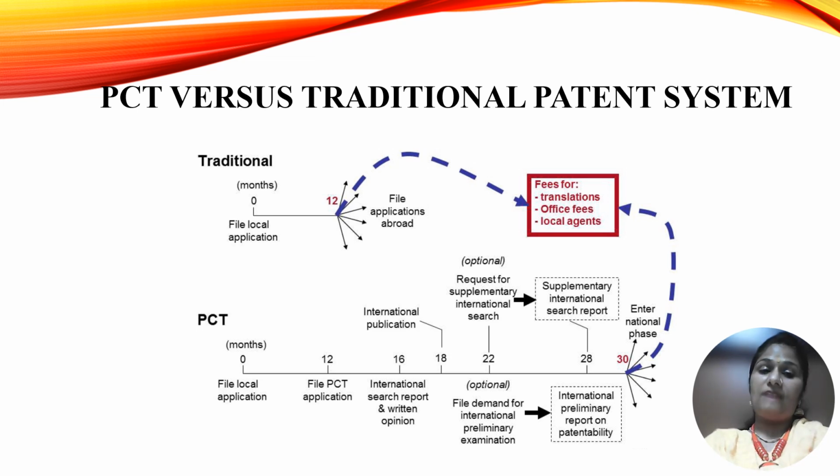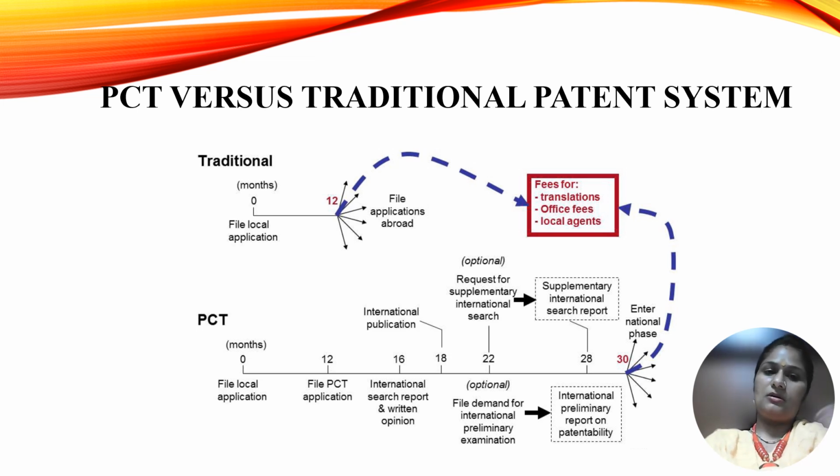On the other hand, if I just file my application through the PCT route, what would be the action? I'll go to the regional office, file a local application, then file the PCT application within 12 months. After filing my PCT application, I will get one report, the international search report, and a written opinion at the end of the 16th month. By the 18th month, my patent application would be publicized internationally. So international publication will happen, and then the next stage is optional, as per demand.